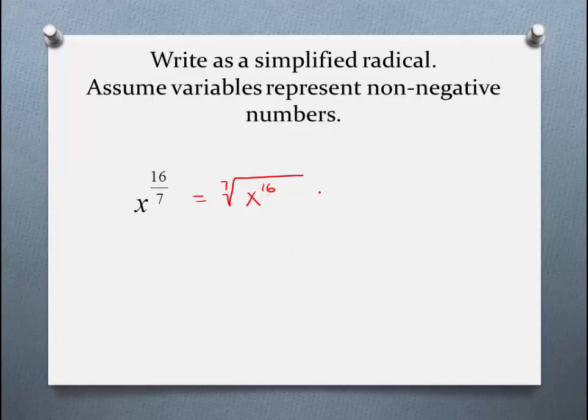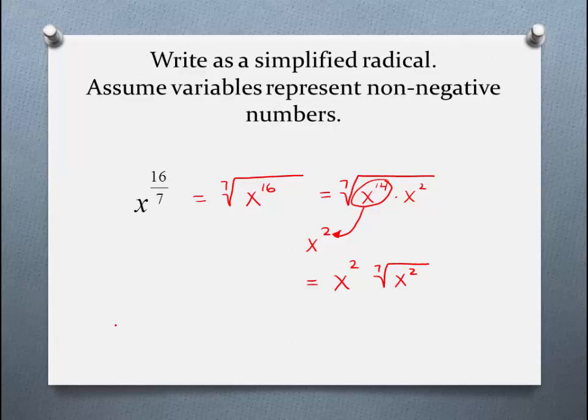Using the techniques I just described, I'm going to rewrite that x to the 16th as x to the 14th times x squared. And again, that's because the 7 divides into the 14. Then I'm going to pull this out of the radical in its simplified form. So the seventh root of x to the 14th is x squared. So this simplifies to be x squared times the seventh root of x squared.